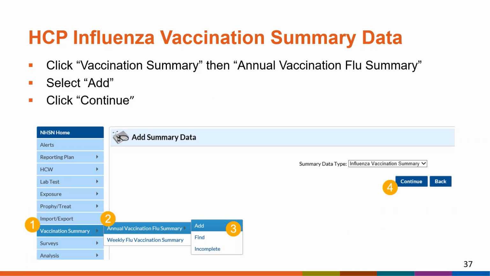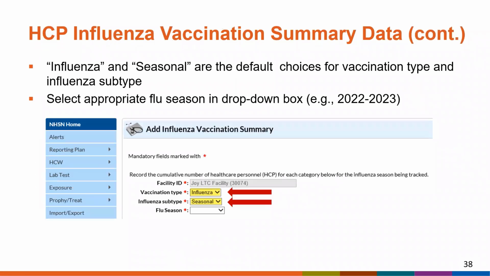This slide shows the steps facilities can take to access the healthcare personnel influenza vaccination summary form. First, click on Vaccination Summary, then Annual Vaccination Flu Summary on your navigation bar. Select Add, next click Continue to view the data collection form. This is what facilities can see on their screen in NHSN when adding influenza vaccination summary data.